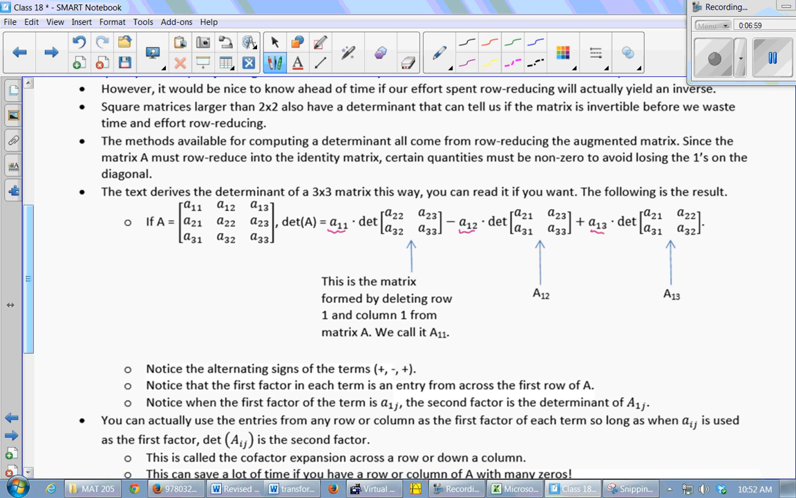And you can actually use the entries from any row or any column as these guys, right? I could use the entries from the second row or the third row or the first column or the second column or the third column. You can use any row or any column for these first factors in those products. Okay. They all have to be in the same row or column, yeah. But you can use any one you want.